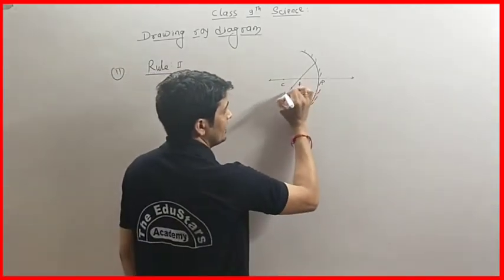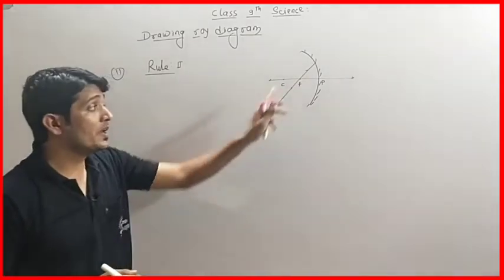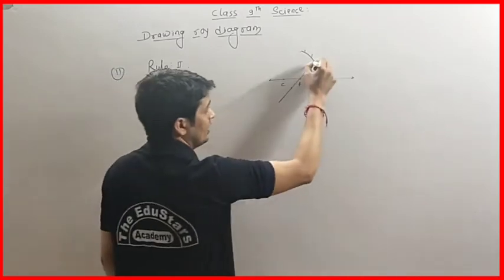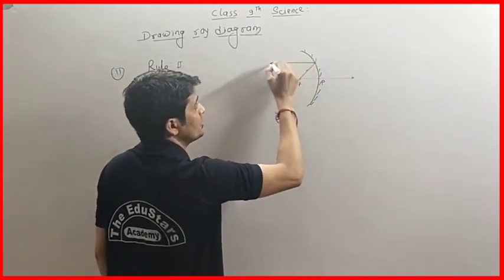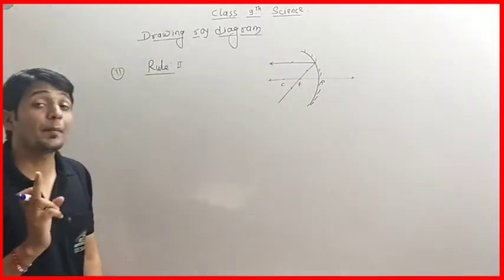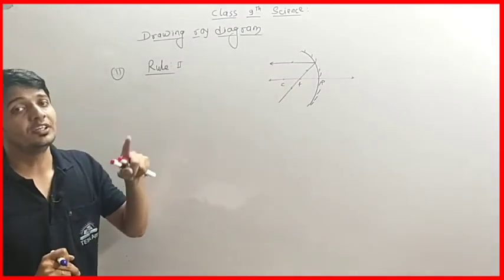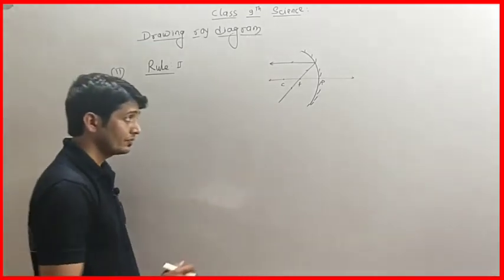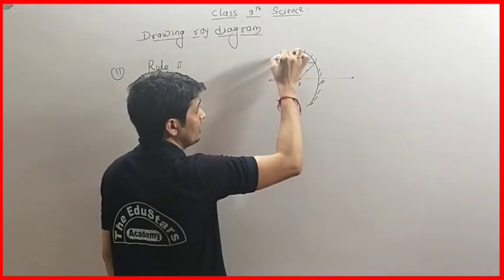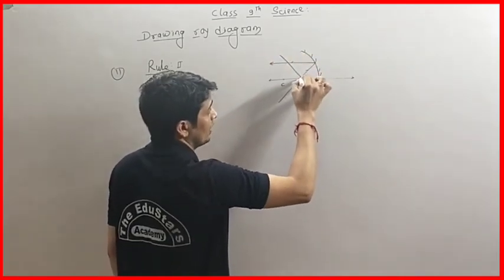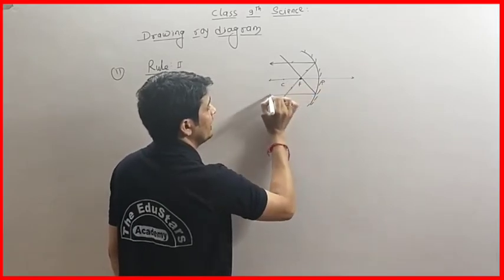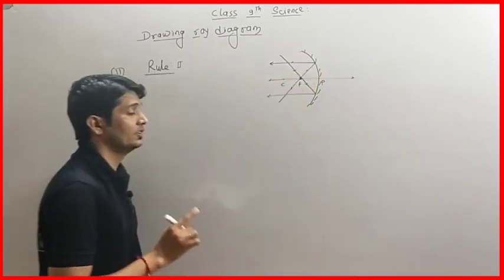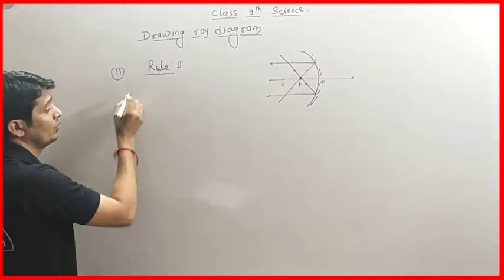The light ray came from here, passed through the focus and hit the mirror, and after reflection, since it hit the mirror it will reflect, it will pass parallel to the principal axis. See, it will go parallel to the principal axis. It is just opposite of rule number 1. So any light ray passing through the focus, after reflection, will pass parallel to the principal axis. Okay, so this is rule number 2. So write down rule number 2.